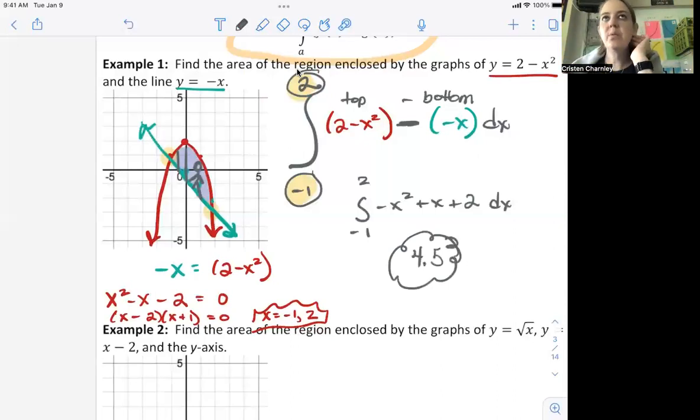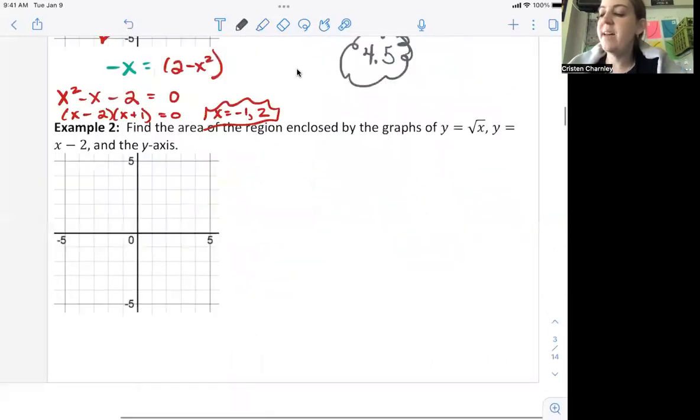So with all the work that we've been doing with area before, these are actually a nice extension of that. They're not too crazy.